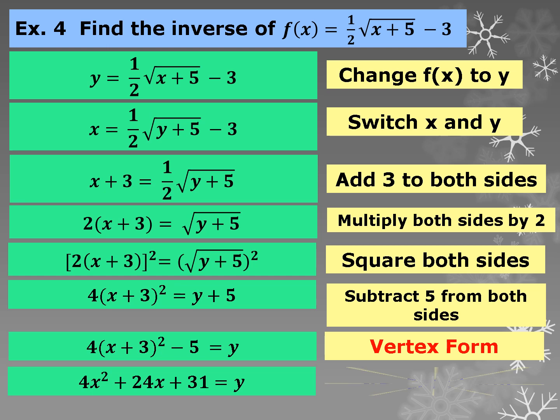If they did want you to change it to standard form, though, that's what standard form would be. Remember, to change to standard form, you do x plus 3 times x plus 3, figure out what that is, distribute your 4, and then subtract the 5. But that's vertex form and standard form. But again, if they don't tell you, you can stop at vertex form.